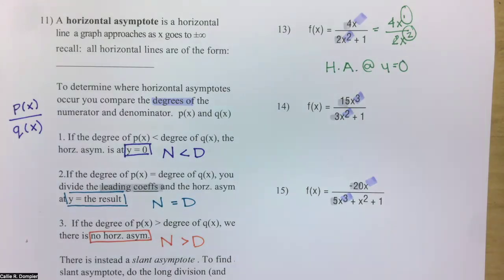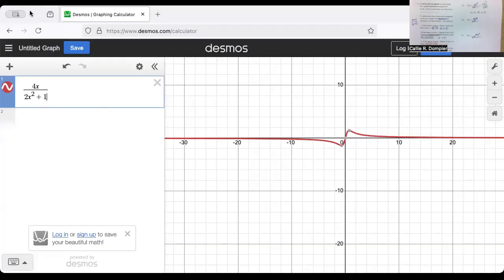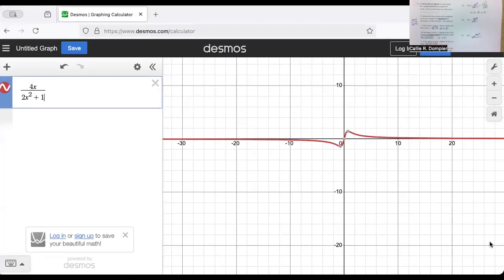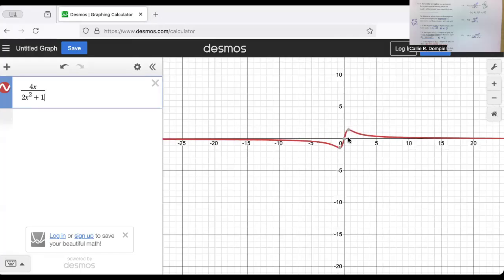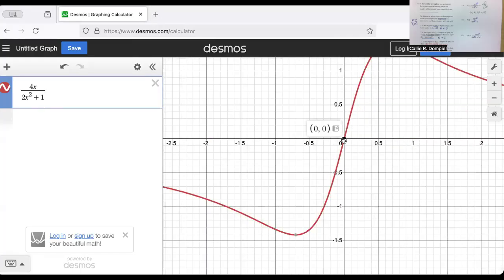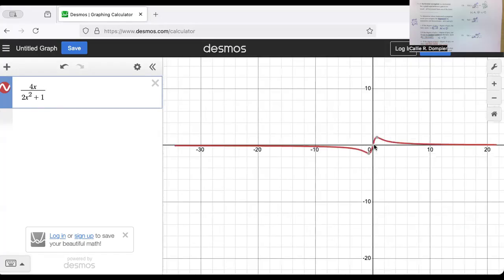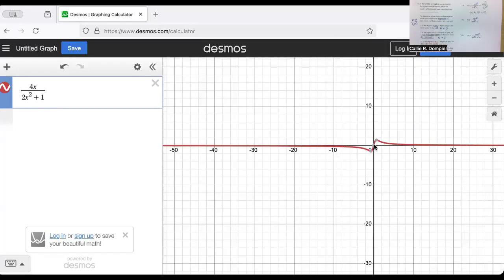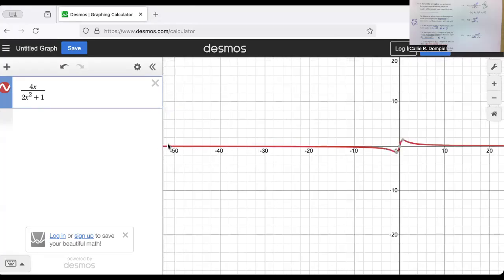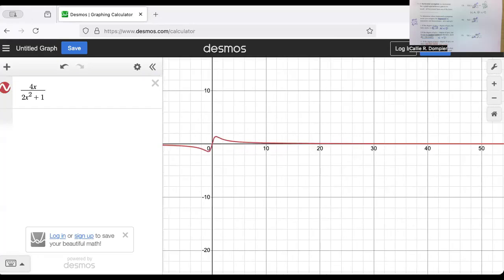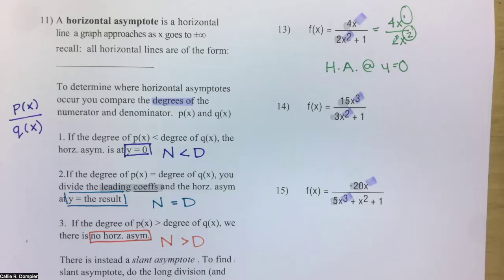Oh, and this one's a good example. So I'll show you what it looks like. And what it looks like is the graph crosses y equals 0, but then it's okay that it crosses, right? Sometimes the graph crosses the horizontal asymptote, but then when we look at x as it approaches negative infinity, it's approaching y equals 0. As it approaches positive infinity, it's approaching y equals 0. So that's what it means, and you can check it.